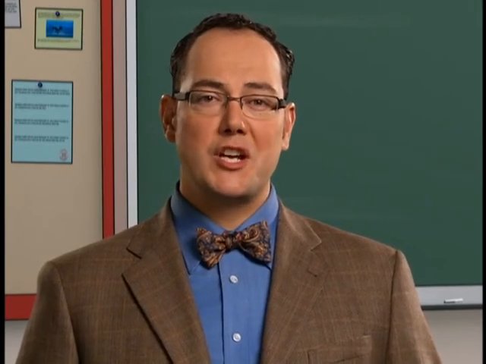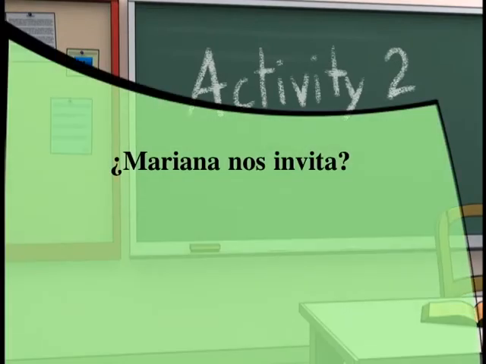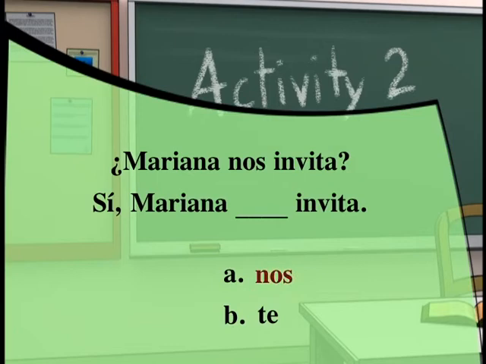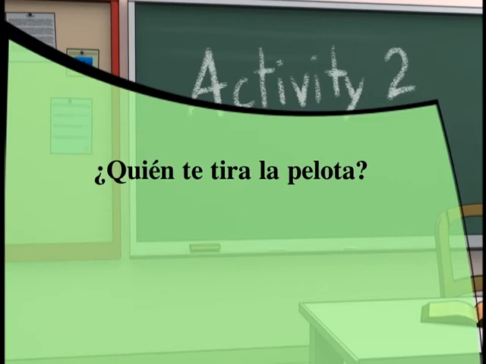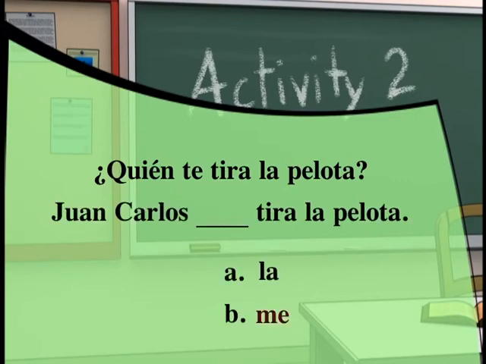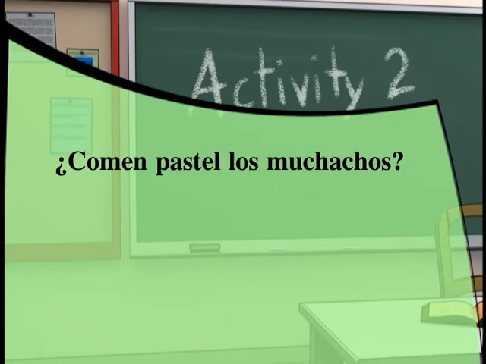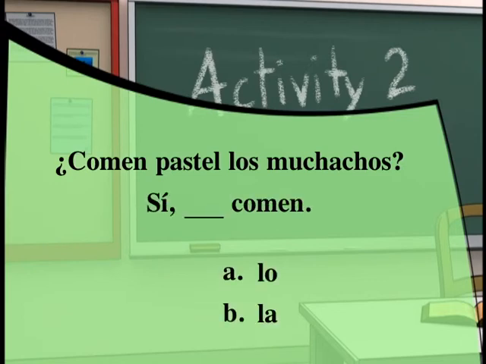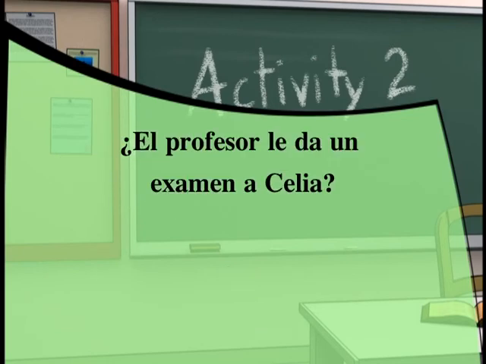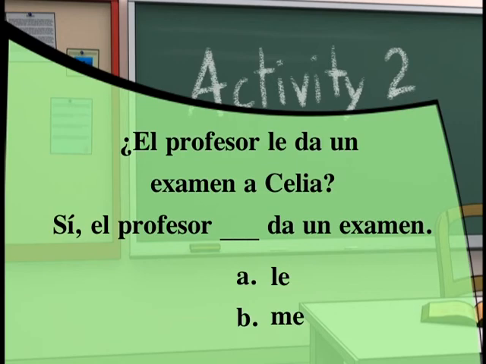In the next 4 questions, choose the correct form to complete each dialogue. ¿Mariana nos invita? Nos. Sí, Mariana nos invita. ¿Quién te tira la pelota? Me. Juan Carlos me tira la pelota. ¿Comen pastel los muchachos? Lo. Sí, lo comen. ¿El profesor le da un examen a Celia? Le. Sí, el profesor le da un examen.